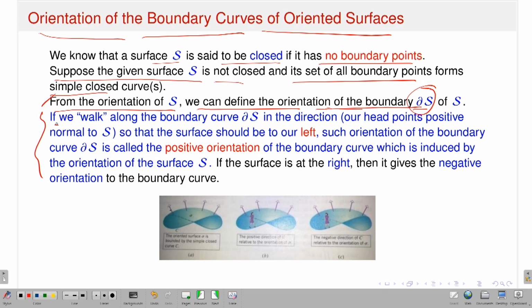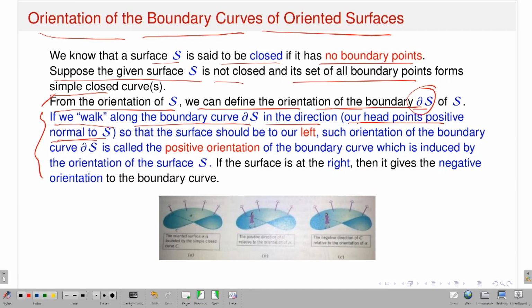This is the green one I have explained. Look at what I said: if we walk along the boundary curve del S in the direction such that our head points in the direction of the positive normal to S. That means as I go along the boundary curve, in the direction of my head the normal is pointing, outward I am talking about. Positive normal means at each point the normal points upward, in the direction of my head. So that the surface should be to our left.